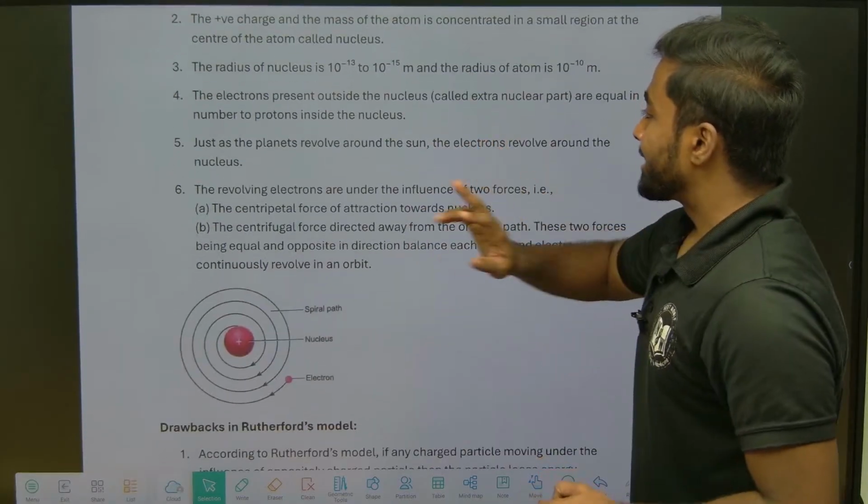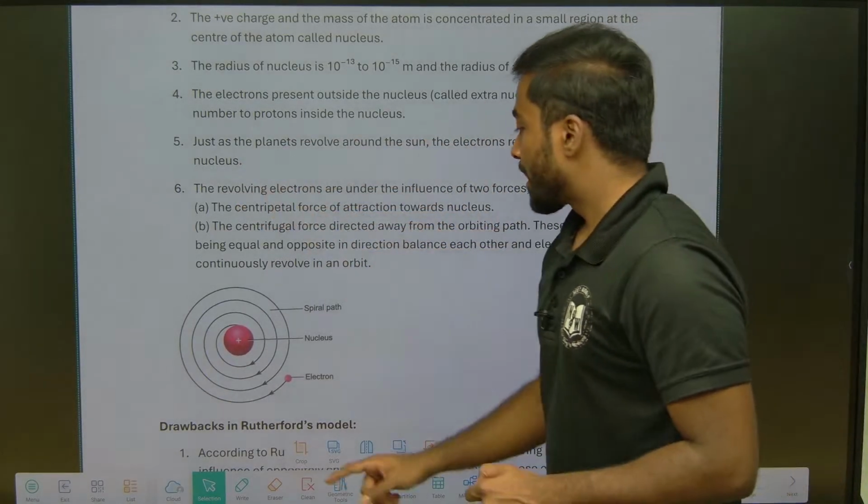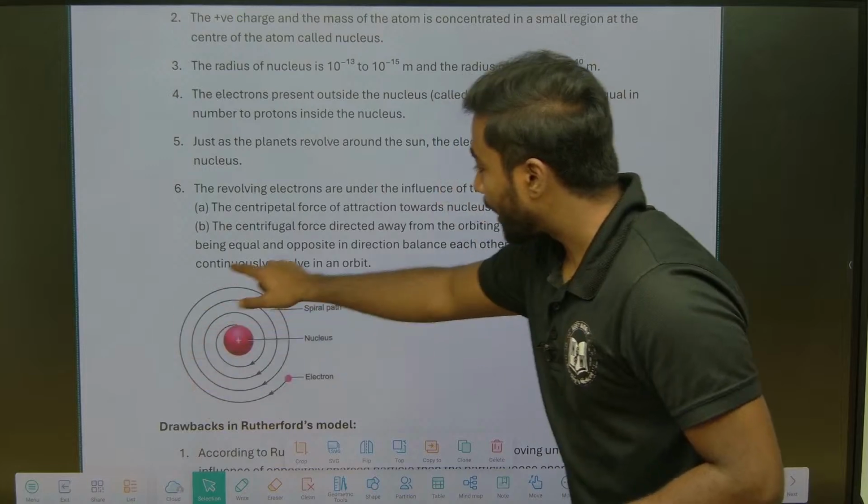Now, just as a planet revolves around the sun, the electron also revolves around the nucleus. If you see here, the electron is revolving around the nucleus, right?